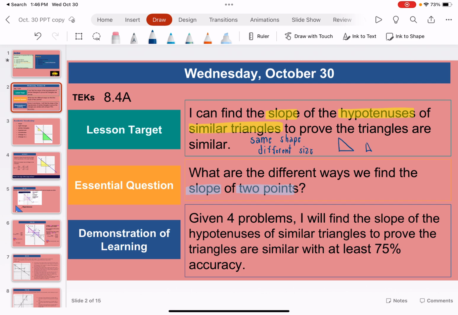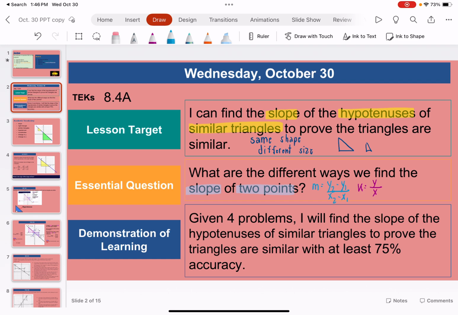Okay, so then to answer the essential question, what are the different ways we can find the slope of 2 points? Well, we have to remember that slope can be represented with the letter m. And the equation for m is y2 minus y1 over x2 minus x1. So that's for non-proportional relationships. For proportional relationships, we use the letter k to represent that unit rate. And so we find our k by dividing our y divided by our x.